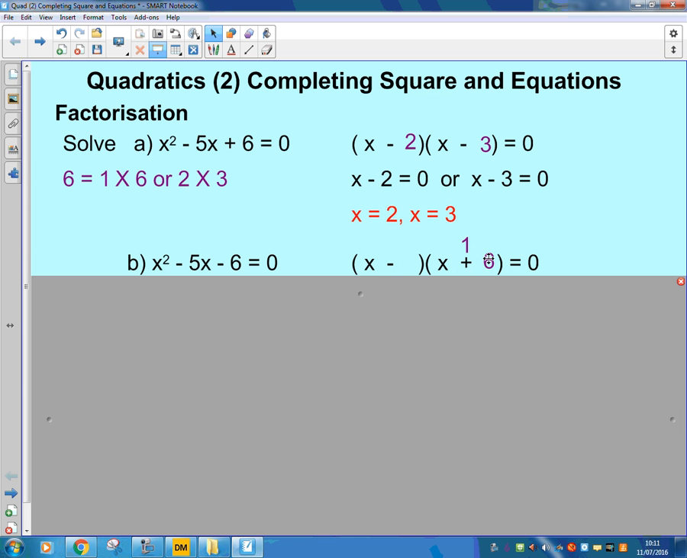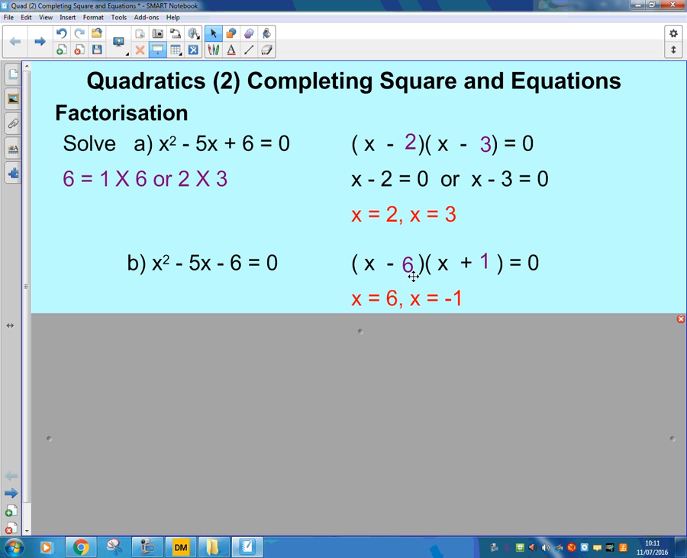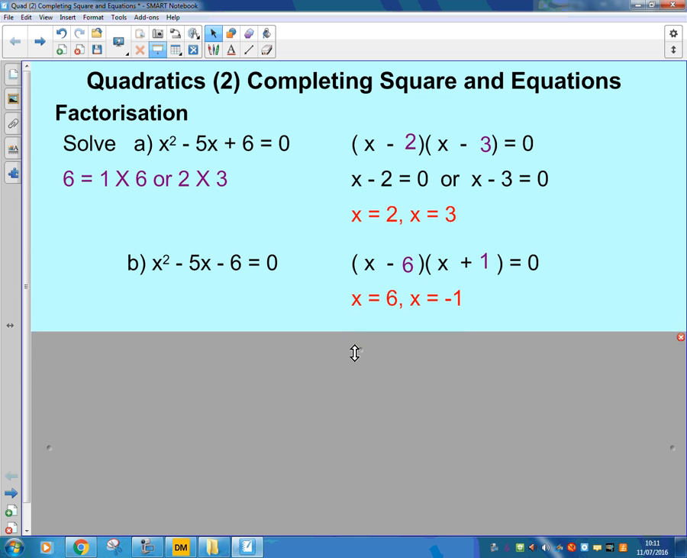So I've actually got those the wrong way round. I want them like that, because I want x squared plus an x minus a 6x to come to minus 5x, and minus 6 times plus 1 is equal to minus 6. Now if I've got it that way round, then I can say either x minus 6 is 0, so x is 6, or x plus 1 is 0, so x is minus 1. So you've got to be quite careful when we're drawing these and choosing the numbers.